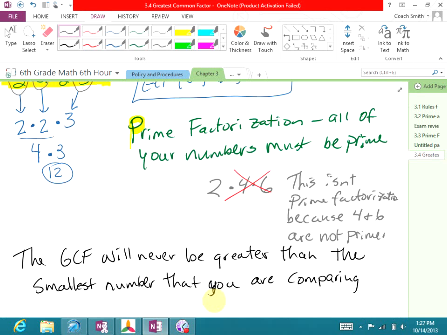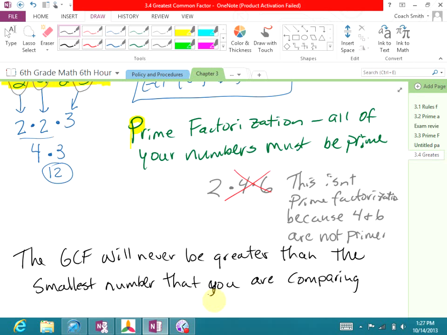So, like in our first example, we did 8 and 24, and we found the GCF was what? On the first problem I did, what was the GCF? Brittany? 8. Okay? Is that greater than the two numbers that we were comparing? We were comparing 8 and 24. Is 8 greater than 8? No. 8 is equal to 8. Okay? So your GCF of 8 and 24 can't be 9, can't be 10, can't be 12, can't be 16.